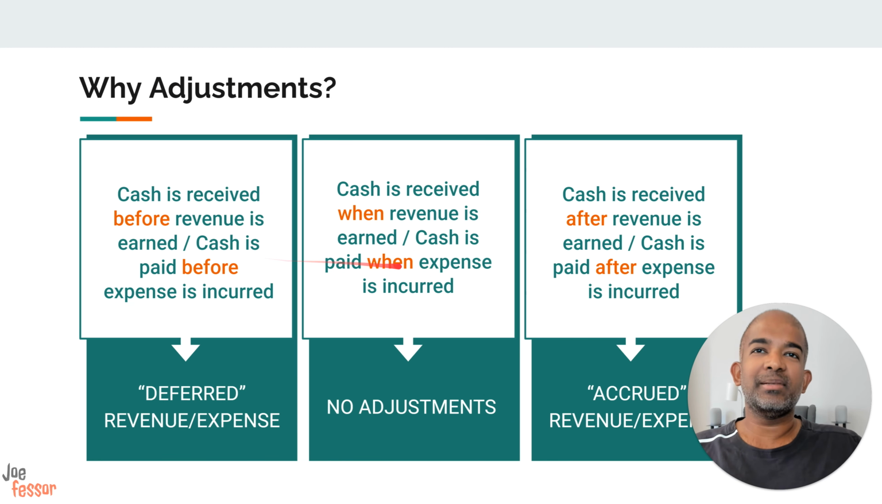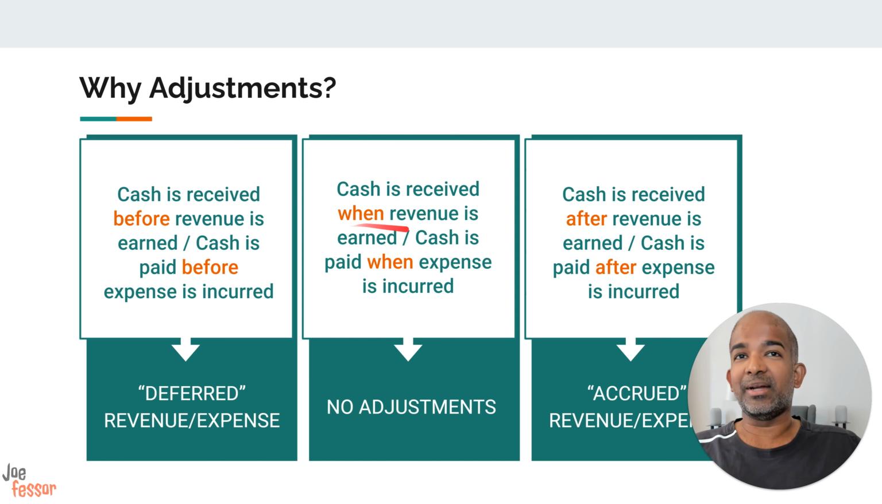To begin with, why make adjustments? Because cash may not be received or paid whenever revenue is earned or expenses are incurred. Cash can sometimes be received before the revenue is earned, or it can be paid before expenses are incurred. This situation results in a deferred revenue or expense. Deferred means postponed, which means cash has been collected or paid earlier. Revenues and expenses have been deferred.